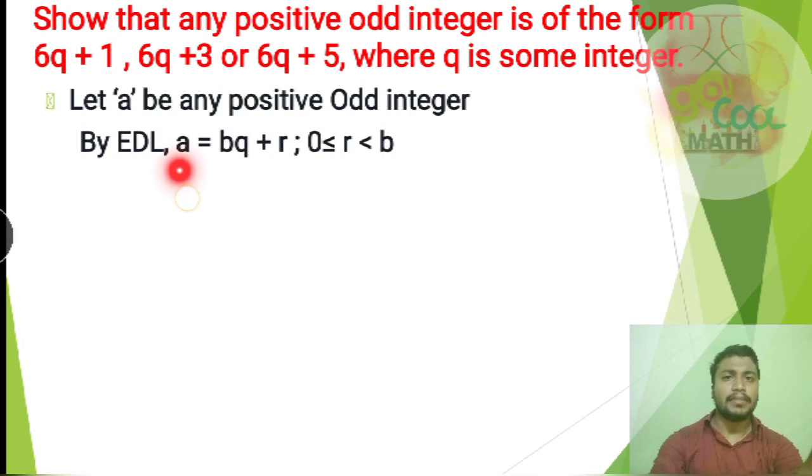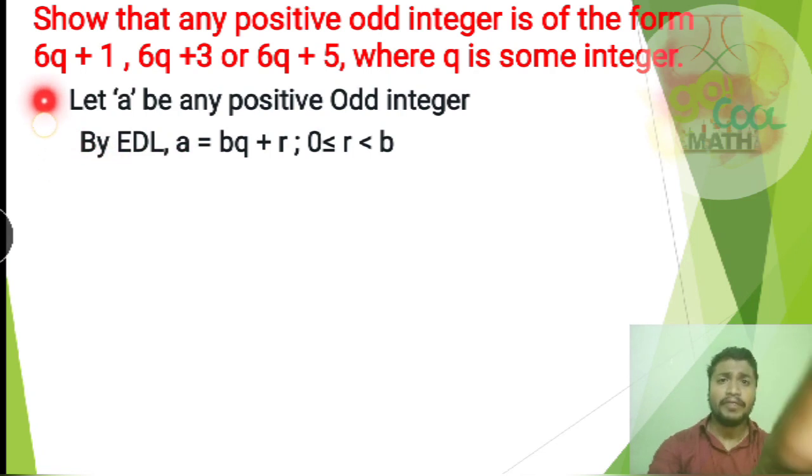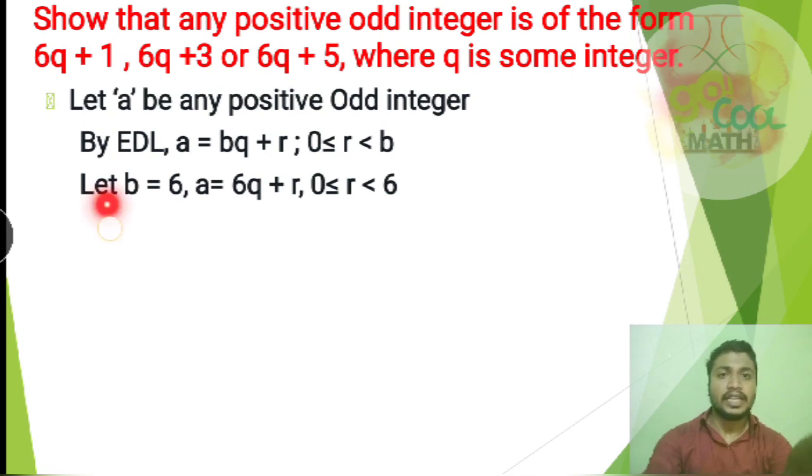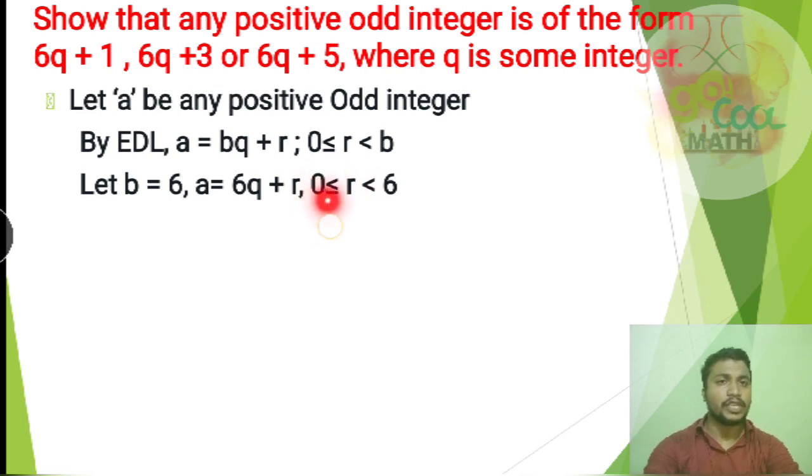By Euclid's division lemma, a is equal to bq plus r, 0 less than or equal to r less than b. You all know the Euclid division lemma. And we have to consider the divisor as 6, that is b is equal to 6. Then the lemma becomes a is equal to 6q plus r, 0 less than or equal to r less than 6. Therefore in this condition we can understand that the possibility of the remainder is either equal to 0 or less than 6.